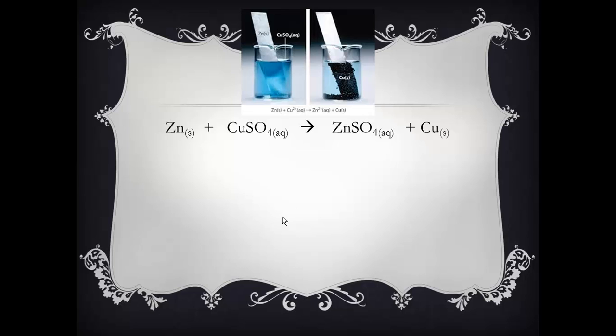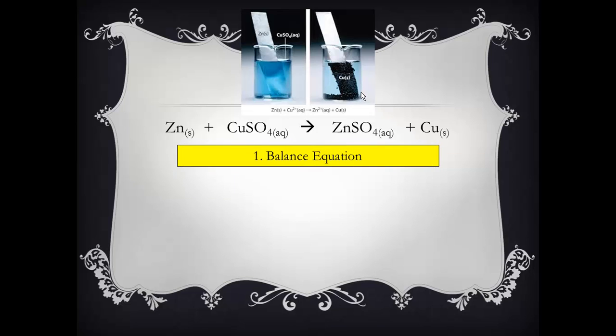So here's an example. You can see what happens when you add zinc to copper sulfate. Notice the copper sulfate blue color gets reduced to a faint blue. Okay, kind of cool reaction. And you have copper forming on the zinc.